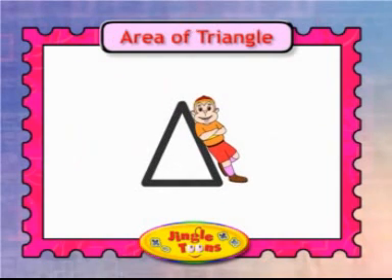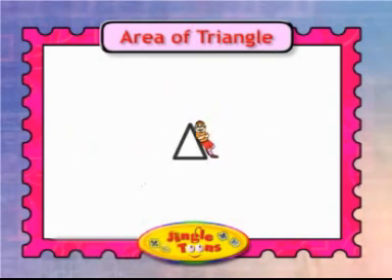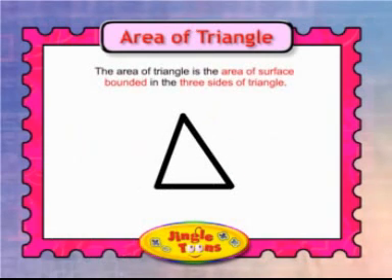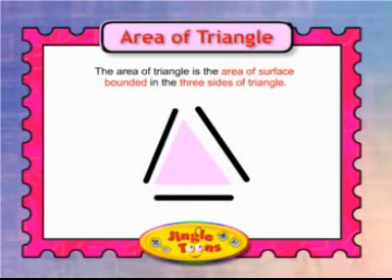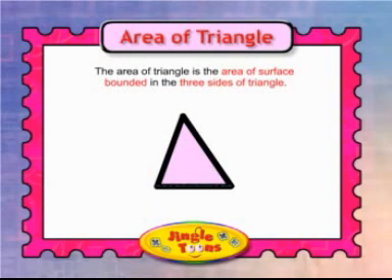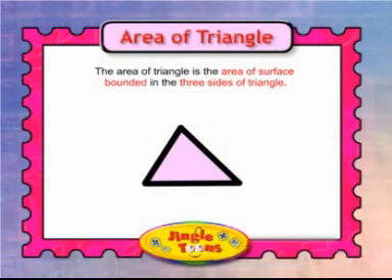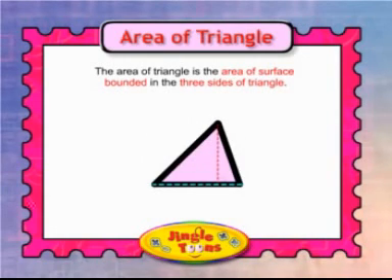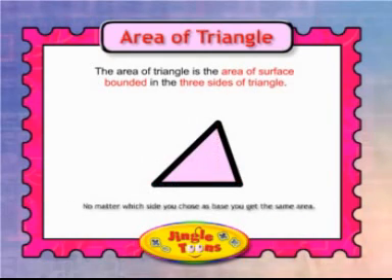Area of triangle. The area of a triangle is the area of surface bounded by the three sides of the triangle. To calculate this area, we need the length of base and height of the triangle. A triangle has three sides. You can consider any of these sides as the base of the triangle, and the height is the corresponding height of the triangle from the base. No matter which side you choose as base, you get the same area.